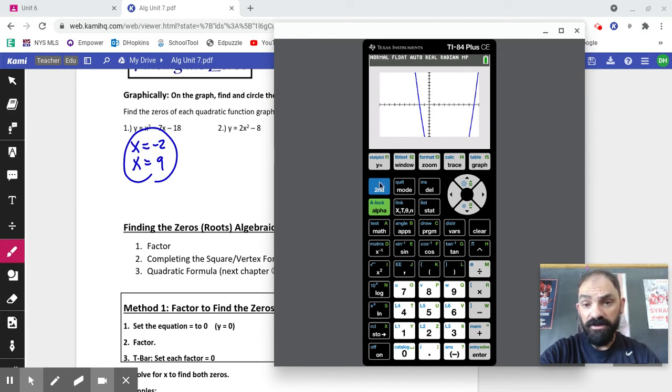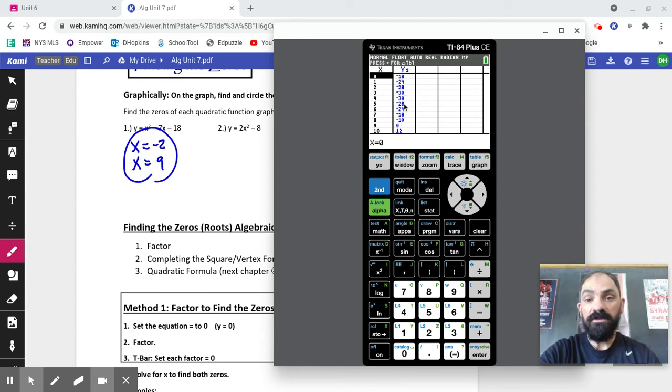Now another way is if I went to the table that's second, then graph, I'm looking for the zero. When does y equal 0? Well, right here when x is 9. And then we also find one on the other end, -2. So you may have to scroll up or down. Okay, we have one more.